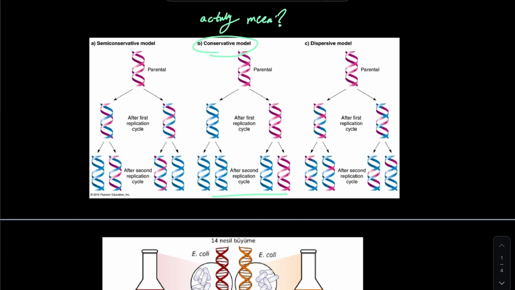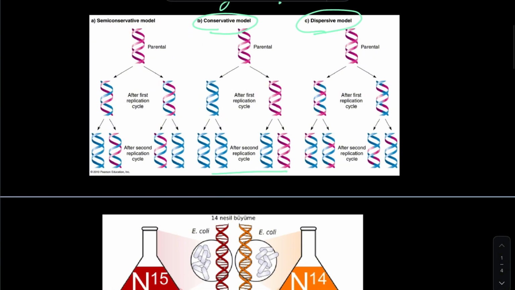The second possibility was the dispersive model. According to this idea, every strand of DNA would contain a random mixture of old DNA and newly synthesized DNA. Finally, scientists proposed the semi-conservative model.